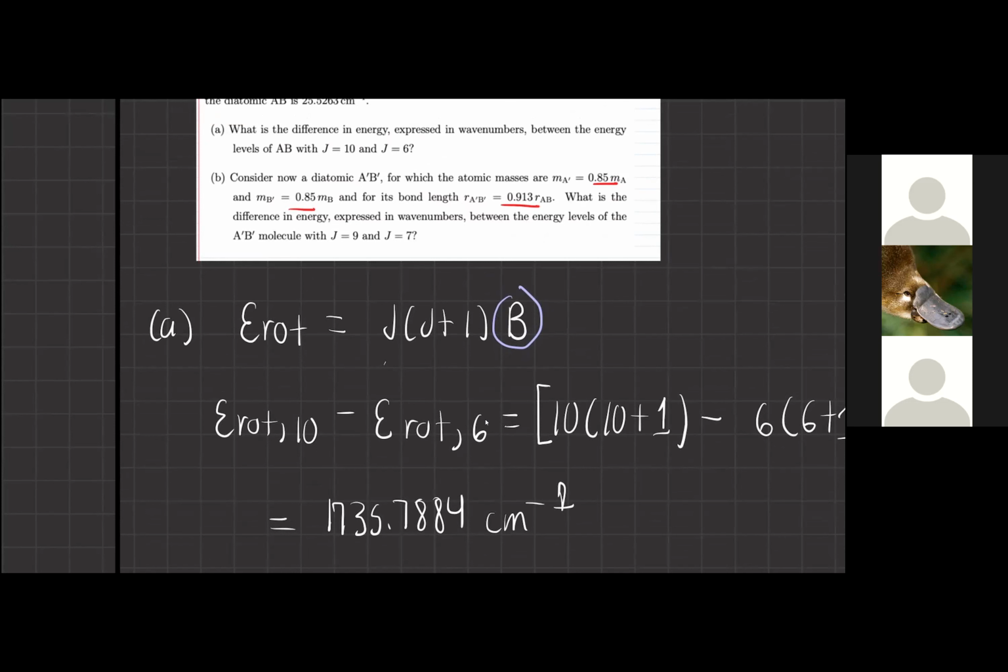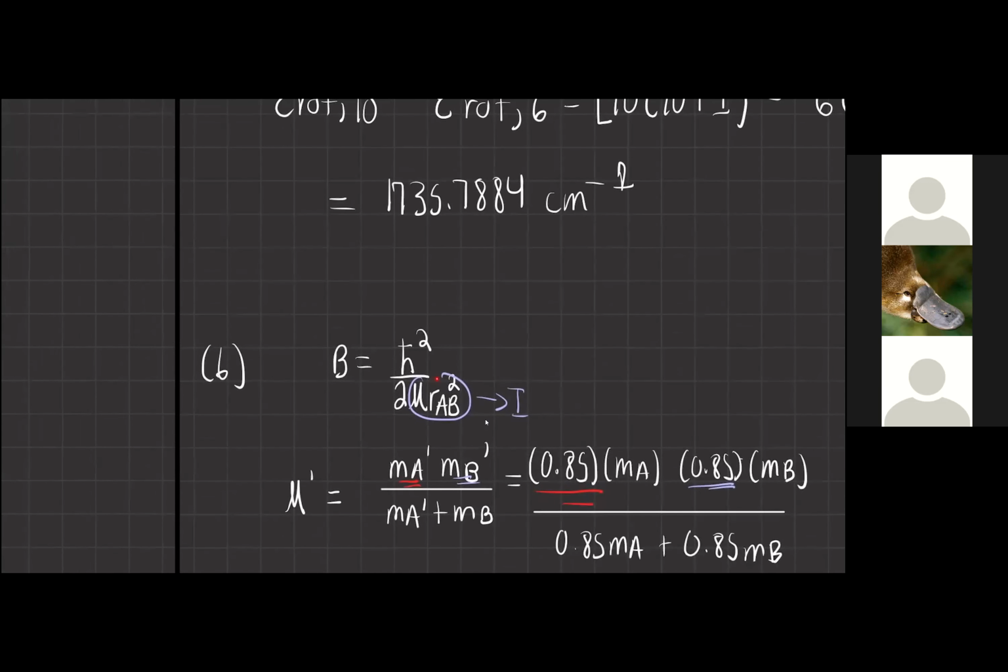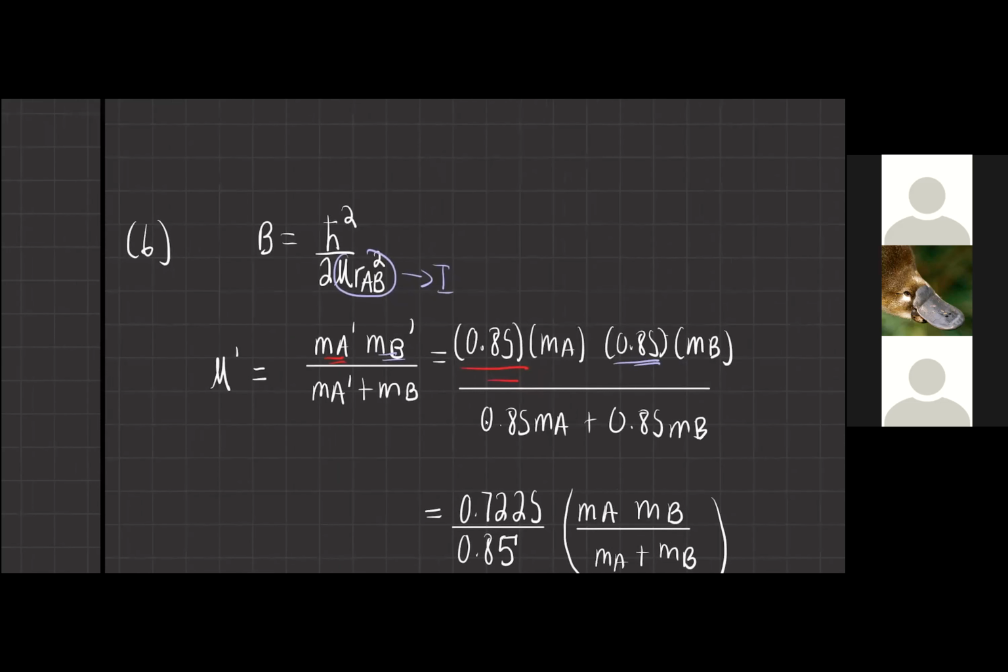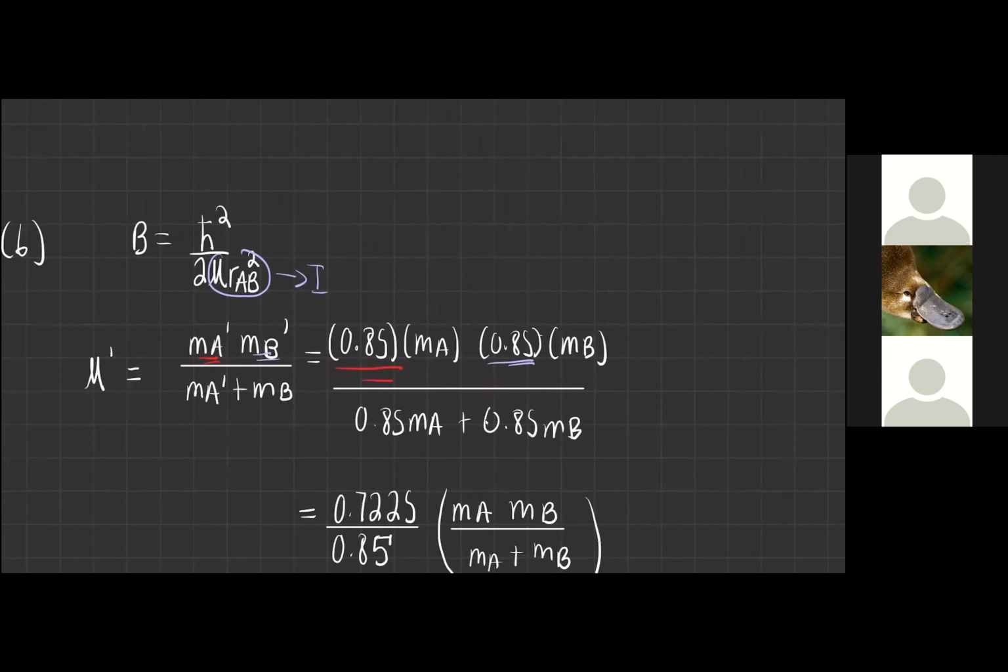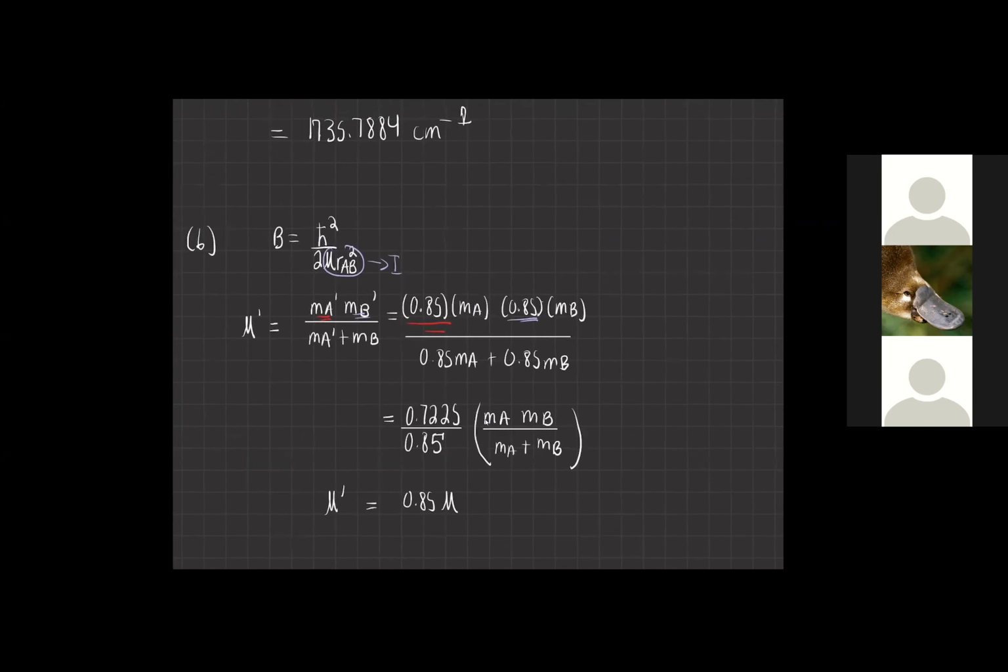No, wait, that's not how it works because there's a plus. You're on the right track. It's kind of like this. So B is equal to this, and then you have to calculate the reduced mass. The new reduced mass here is related to this equation, and then you simplify it. You plug in what MA and MB are, and then you simplify this out.